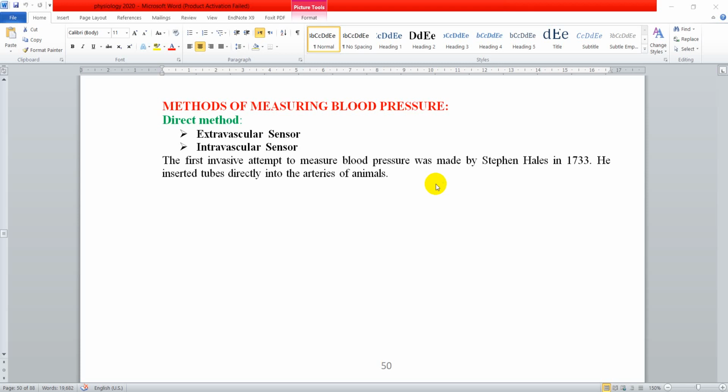We reached the methods of measuring blood pressure. We have two methods, direct and indirect. The direct method is divided into two parts, extravascular sensor and intravascular sensor. The direct method is very dangerous, and you can use this type of measuring only in special cases.